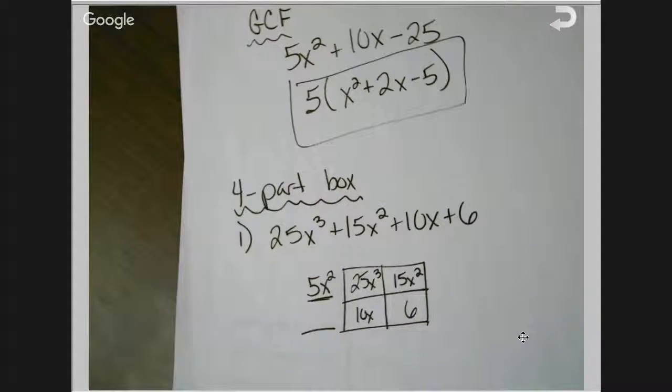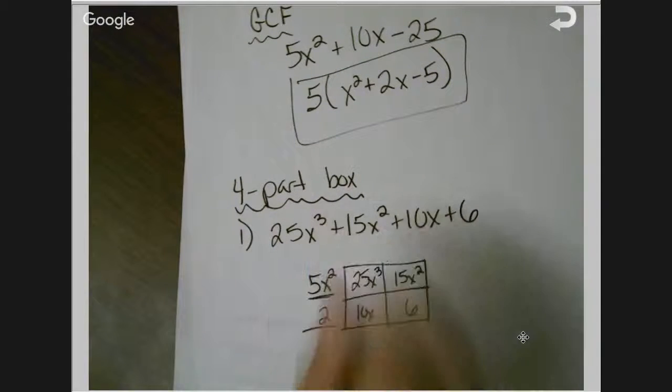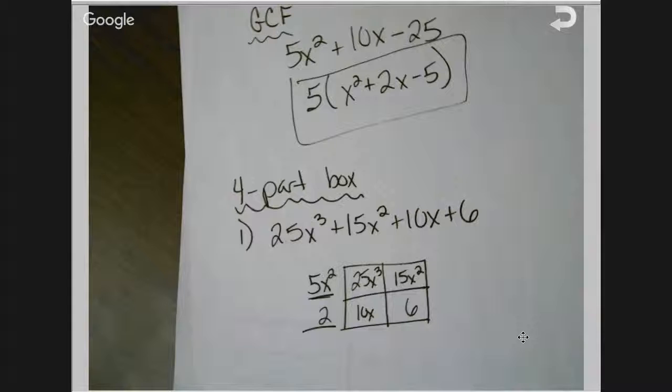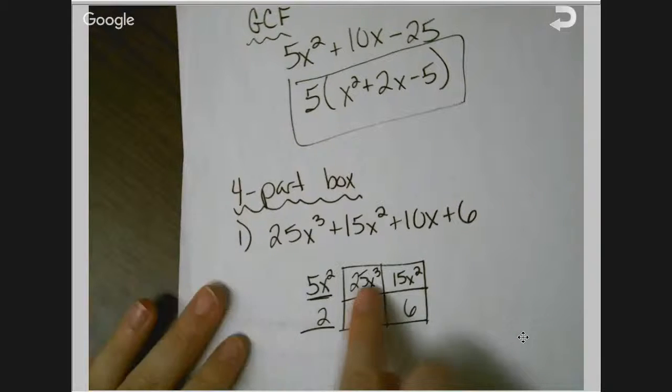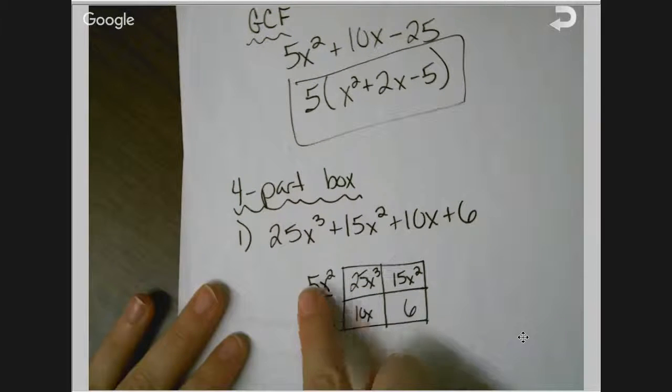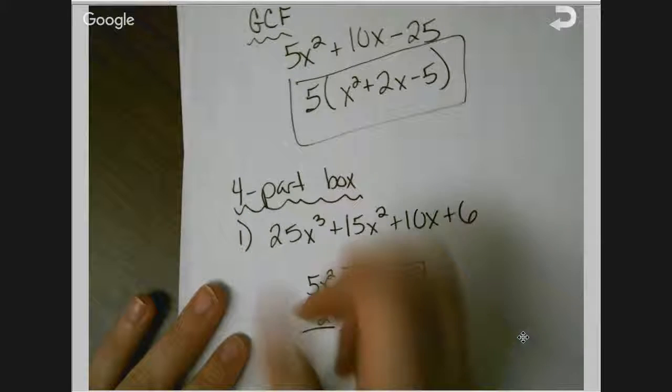10x and 6, what can I take out? 2. Remember, it's always the sign of that first box. So my first box here was positive, so this is positive. My first box here is positive, so this is positive.